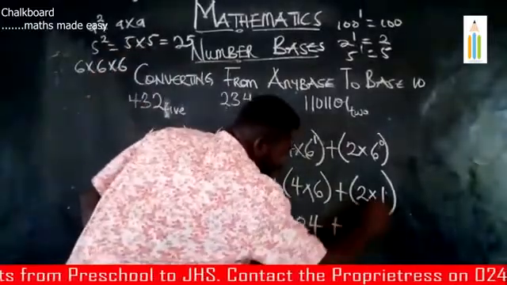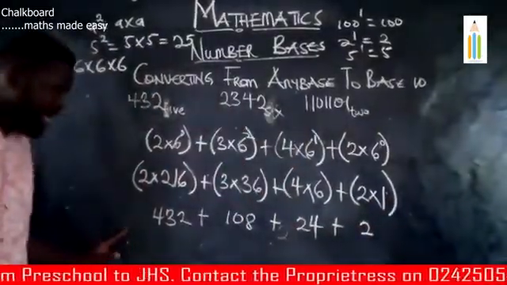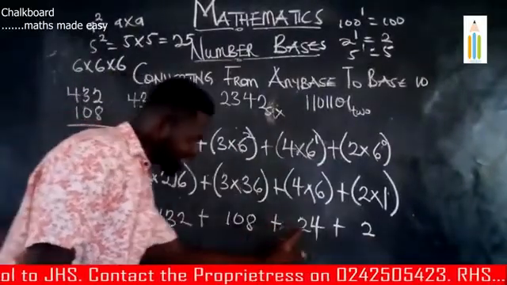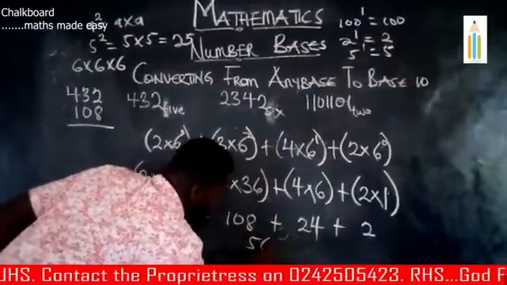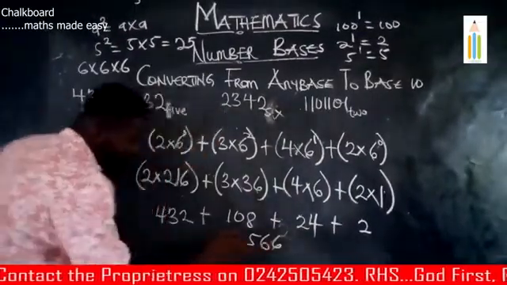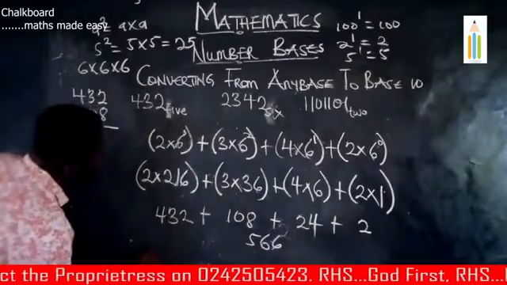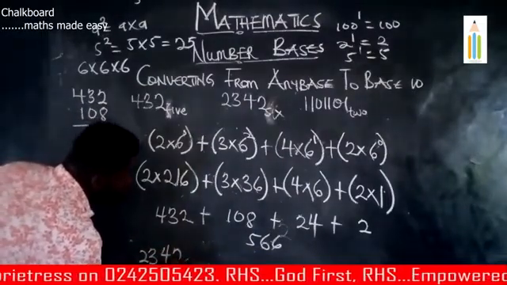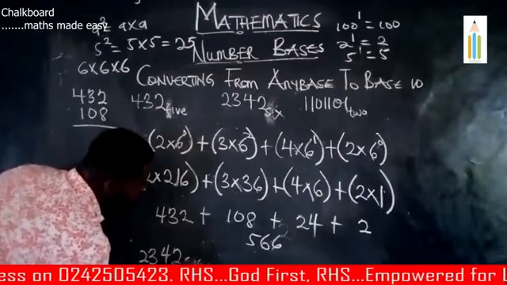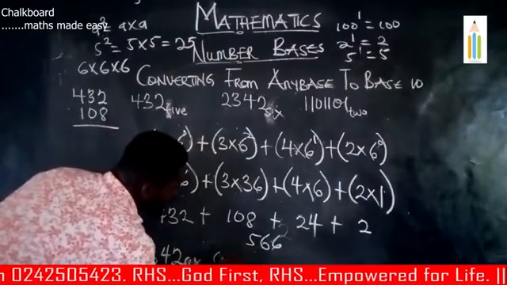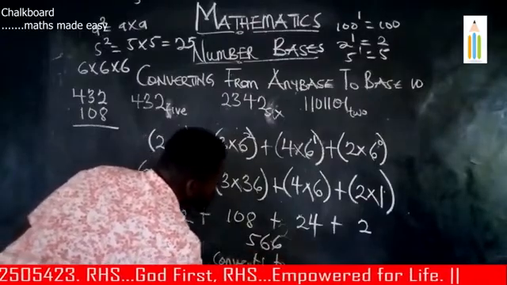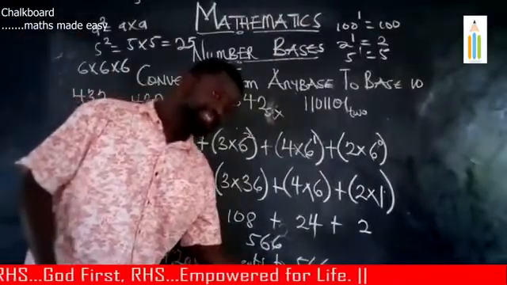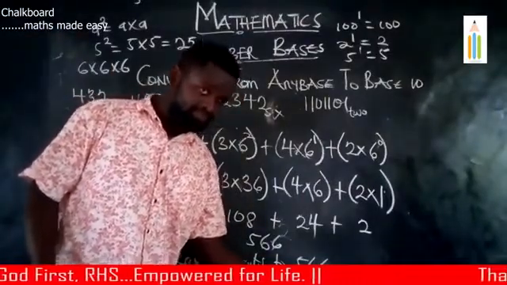Then our last one, 2 times 1 gives us 2. After that we add all this. Now if we add 432 plus 108 plus 24 plus 2, we are going to get 566. So our final answer is 2342 base 5. Sorry, base 6, converts to 566. And if you leave your answer like this, it means that it is already in base 10.